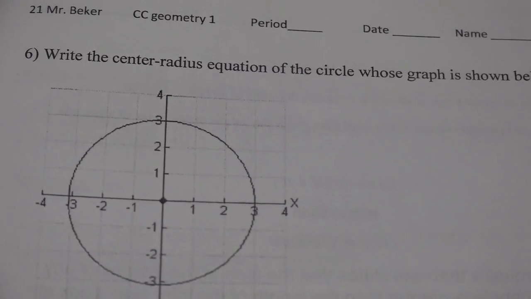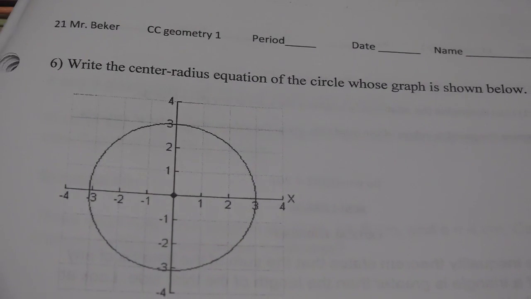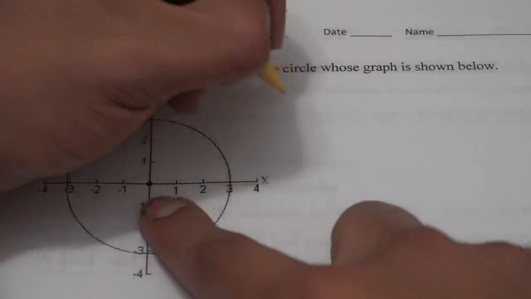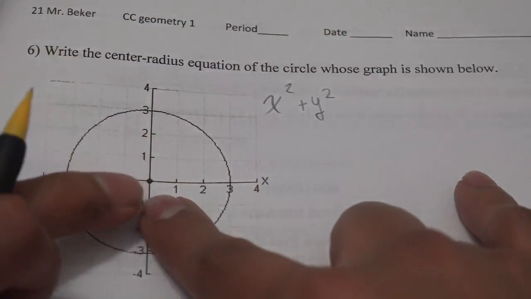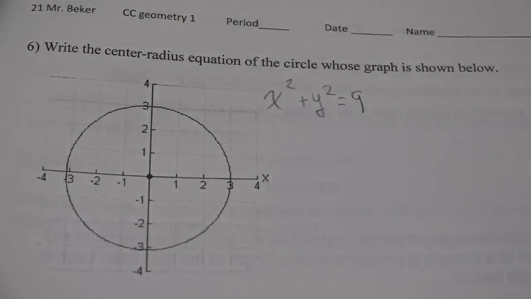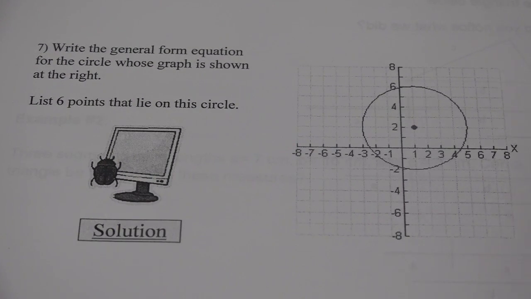All right. So once again, write the center and radius. That's not difficult. What is the center? 0, 0. So I know that it's just going to be x² + y². What is the radius? 1, 2, 3. So then this is going to be 9. See that?